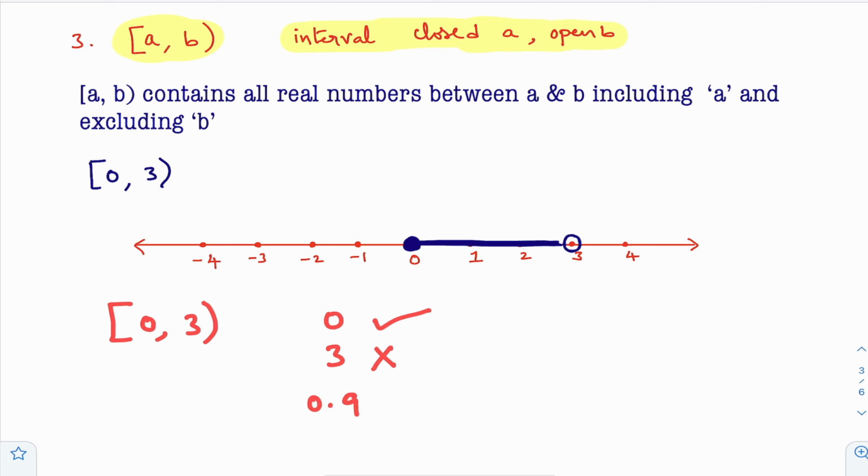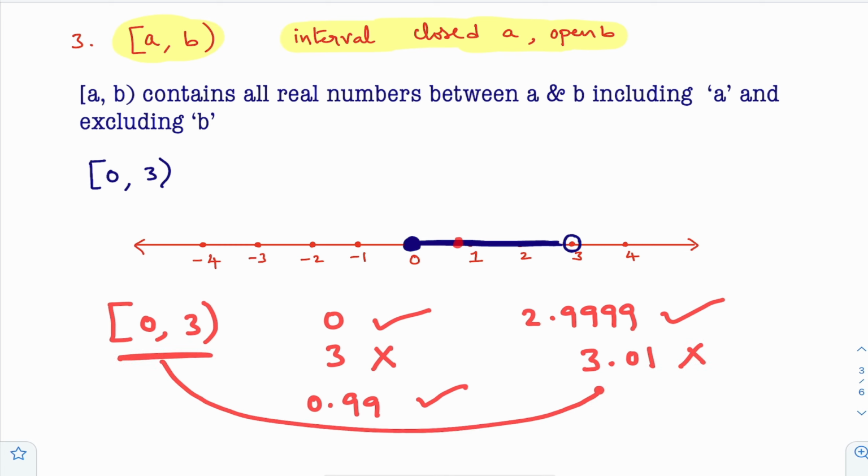In this interval, is 0.99 present? Yes, 0.99 is present here. Is 2.999 present in this interval? Yes, 2.999 is present in this interval. Is 3.01 present? No. This interval does not contain the number 3.01. I hope you are understanding.